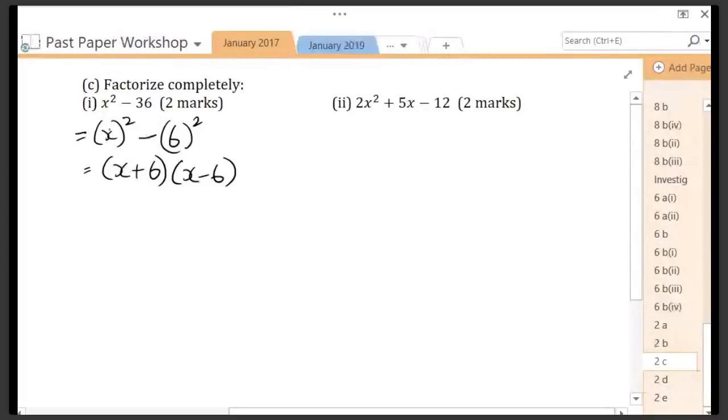And I put the x inside of brackets and I square it. Square root of 36 is 6. Put it in brackets and square it. And use the terms inside of the brackets to write the conjugates. Okay? And that's the answer.